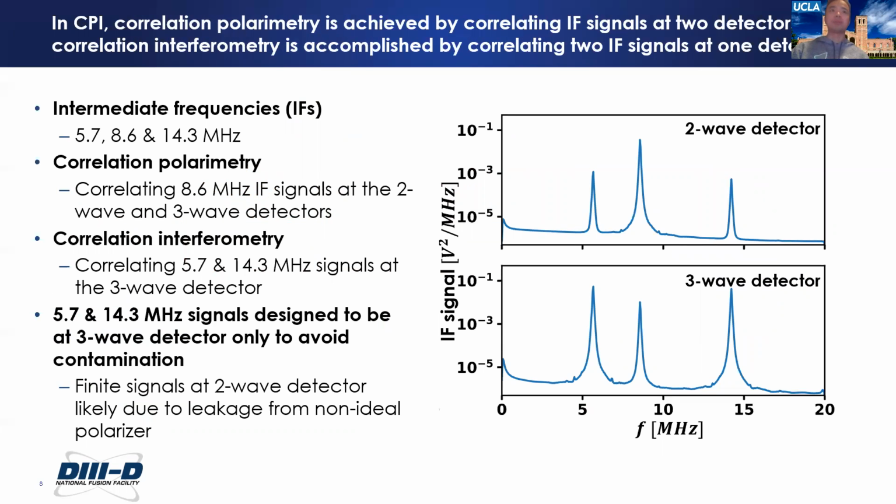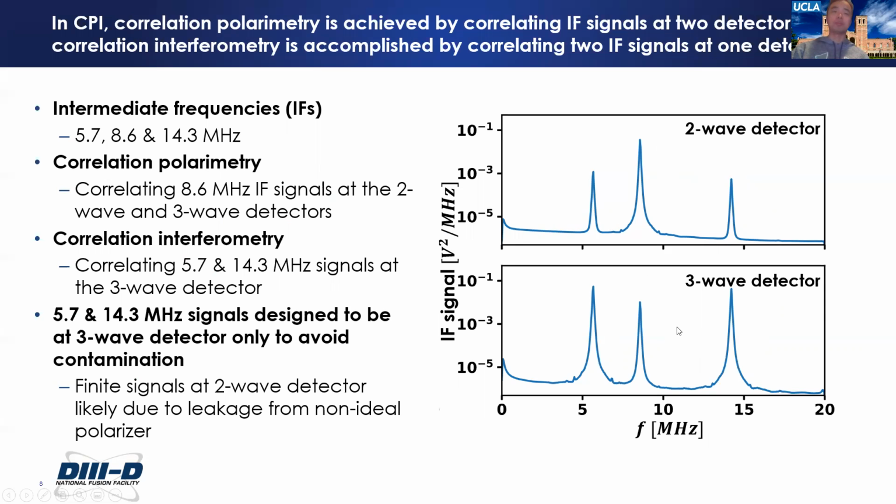In the correlation polarimetry and interferometry measurement, the polarimetry part is achieved by correlating the IF frequency at the two detectors I'm showing here. The figure shows you the IF spectrum of the two-wave detector and three-wave detector. For the correlation polarimetry, what we need to do is correlate the intermediate frequency in the middle, which is 8.6 megahertz, on the two-wave and three-wave detectors.